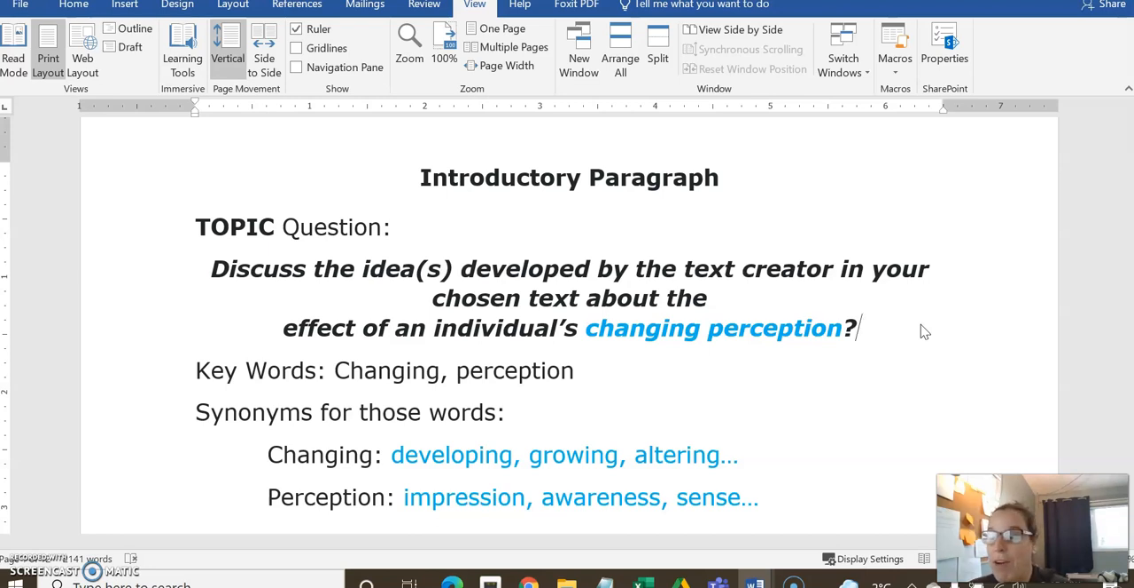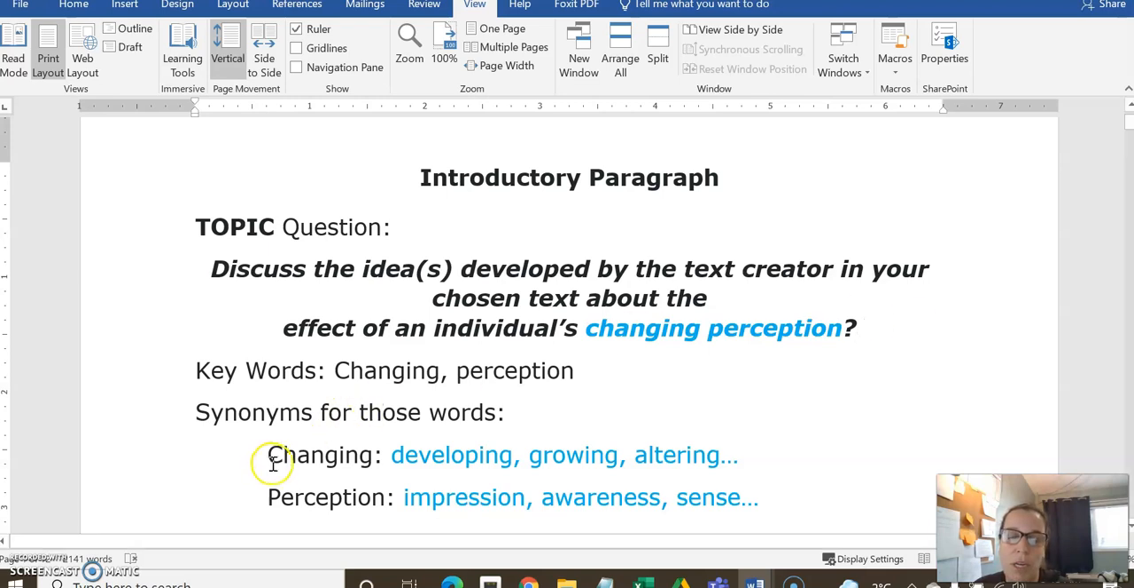And so if I don't know what those mean, or if I'm not totally sure what this question is asking, what you'll want to do is start looking for synonyms for those words. So for changing, I found words like developing, growing, altering. And for perception, impression, awareness, sense. So just trying to fully understand the topic question. So that's always step 1 before we even start writing our introductory paragraph.